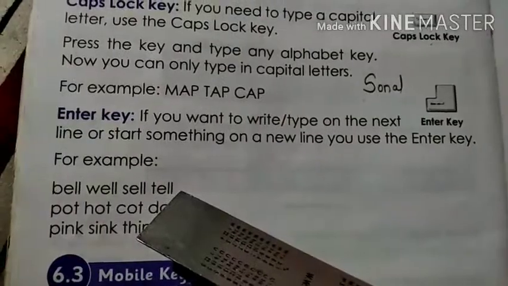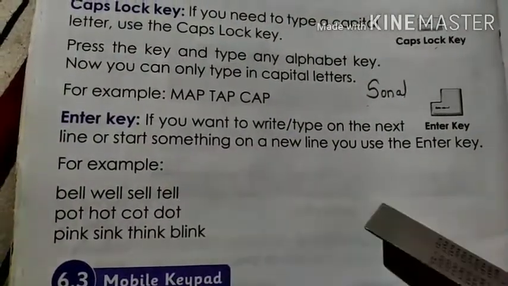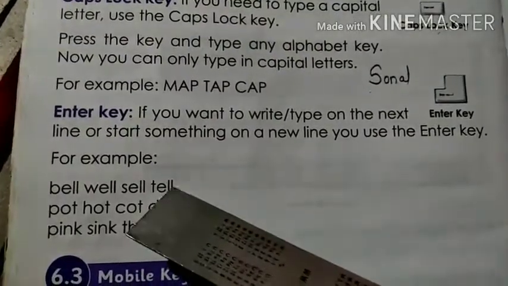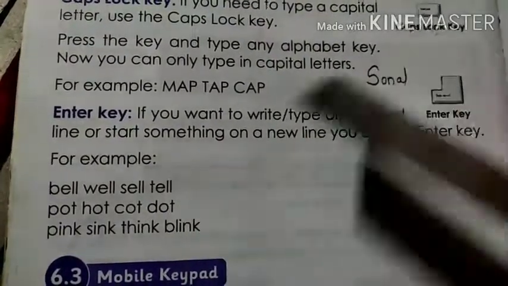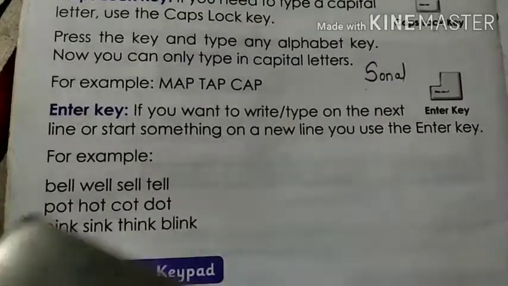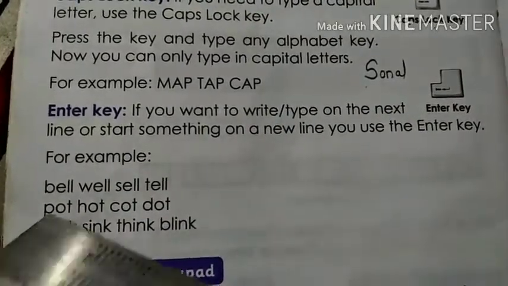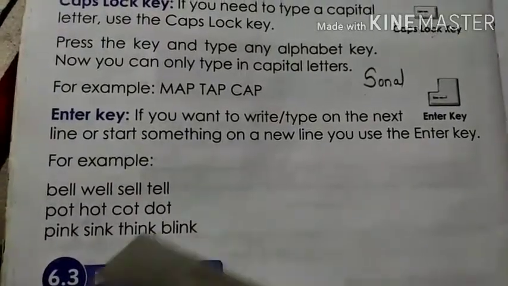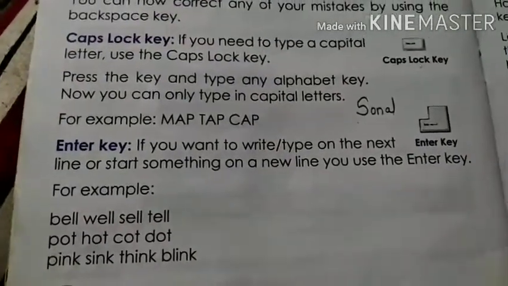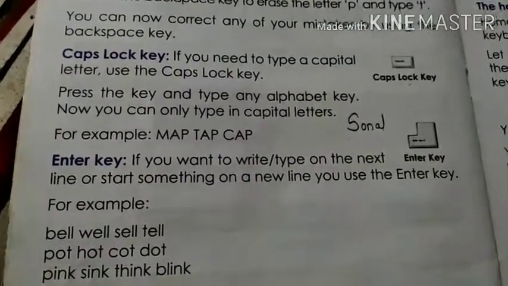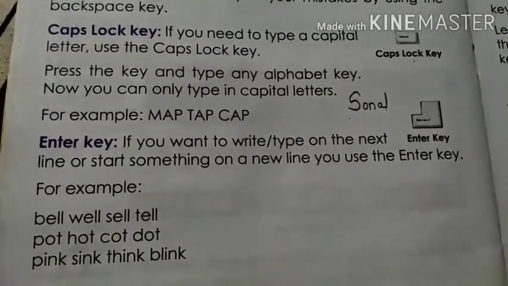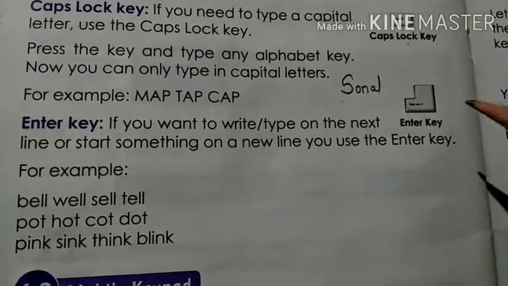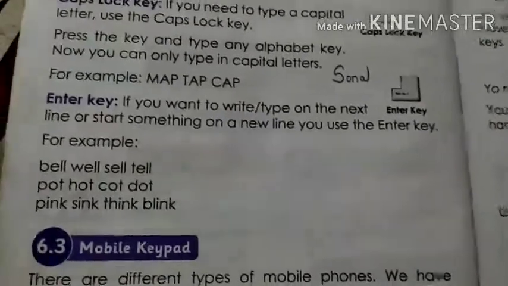Here the line is there, but you want to write this downside. Then you will click the enter key. You will press the enter key and you will take your cursor down. Again you write till the dot and then you can take the cursor down with the help of the enter key. For typing or writing on the next line or to start with a new line, you can use the enter key.